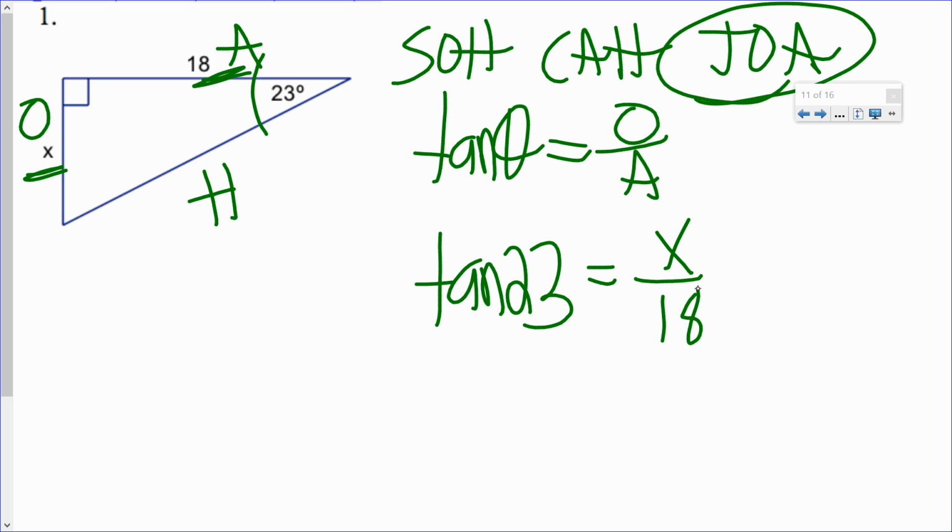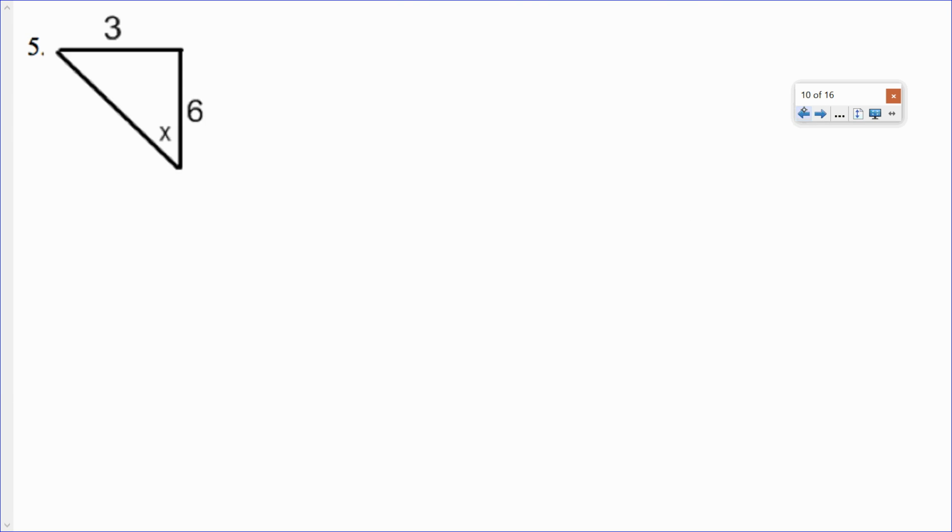Now, in the previous examples, I was then doing inverse in order to get rid of tan, sine, or cosine. But I don't have tan in front of x. I have x in a fraction. So when x is in a fraction, when I'm finding a side, I'm going to cross multiply and solve. So there's two circumstances.